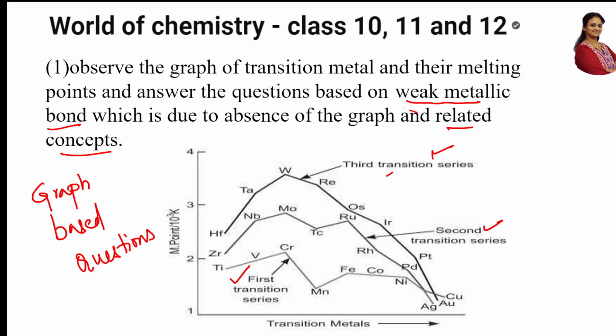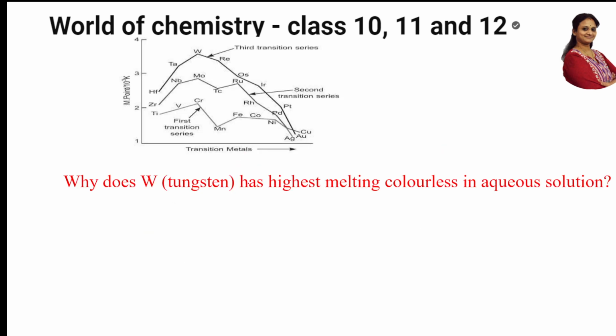First question goes like this: why does tungsten, W, have the highest melting point and is colorless in aqueous solution? They're asking why tungsten has the highest melting temperature, and along with that, why it is also colorless in aqueous solution. They're asking you to answer in terms of weak metallic bond and the electrons. So talk in those terms.